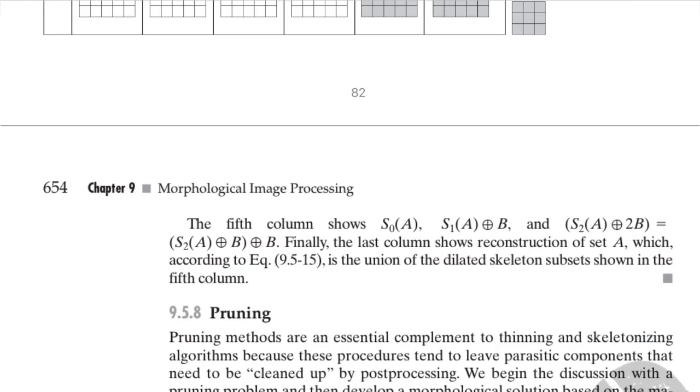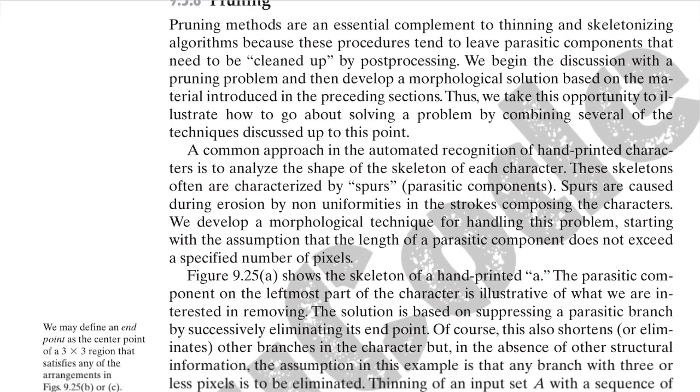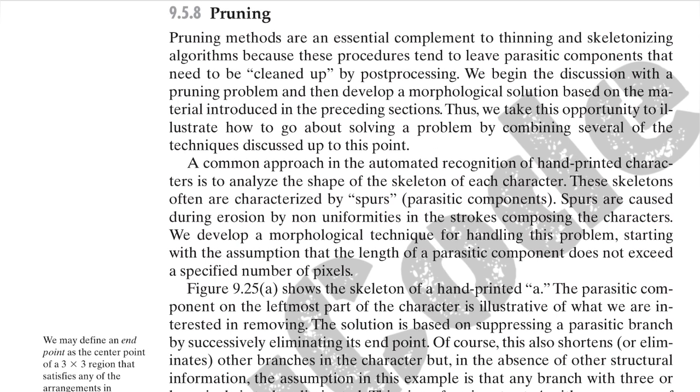Next you have pruning. What is pruning? Pruning is an important post-processing step after skeletonization. It is necessary to remove unwanted components or branches that can appear due to irregularities in the image. These components, also known as spurs, tend to distort the skeleton of the character. Pruning is needed because these extra edges arise due to skeletonization, so you have to remove all of them. So what are the steps?